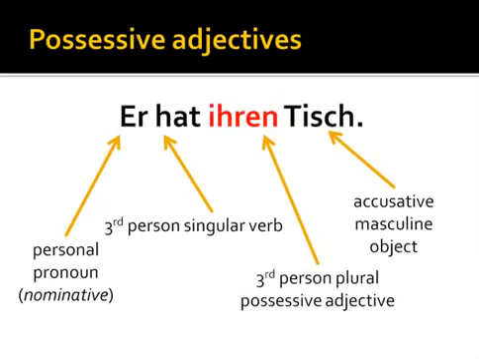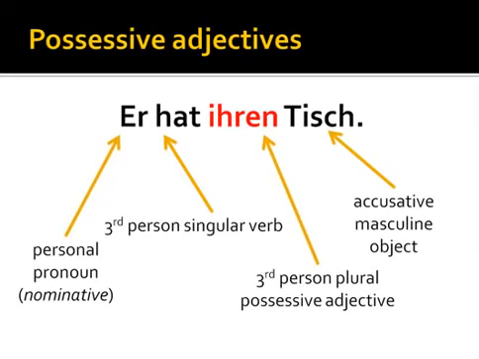Now, we have a similar sentence, except this time we have replaced mine with ihr, or her. I'm using this slide as an example to show you that even though the possessive adjective is changed and doesn't have a ein in the stem, we're still going to decline it in the same manner. It still receives an en ending.